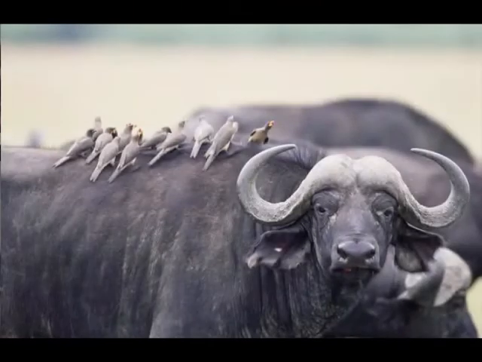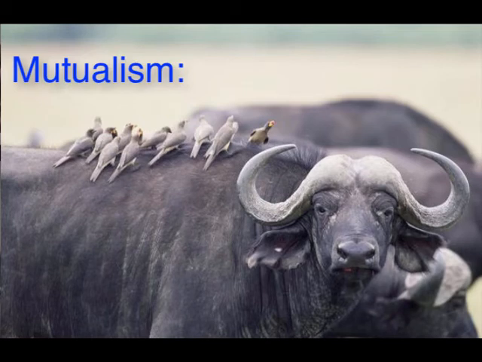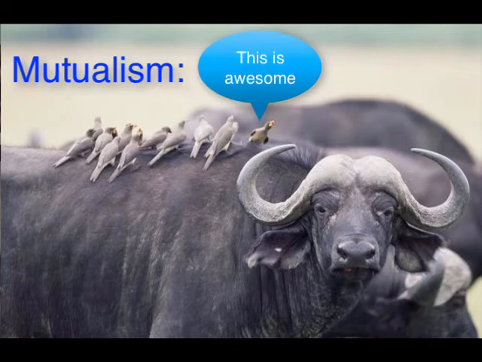The third type of symbiotic relationship is called mutualism. There's a clue in the name of the relationship, mutual. Things that are mutual are good for both parties. In this case, there's an advantage for both organisms involved in the relationship.